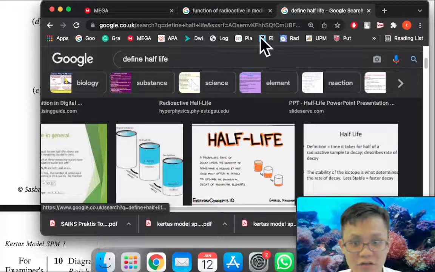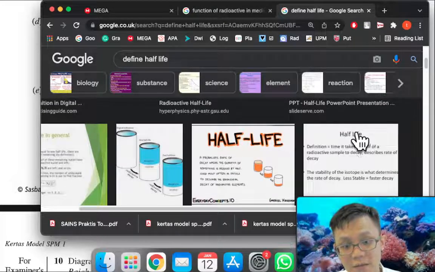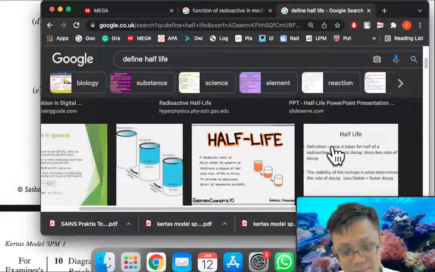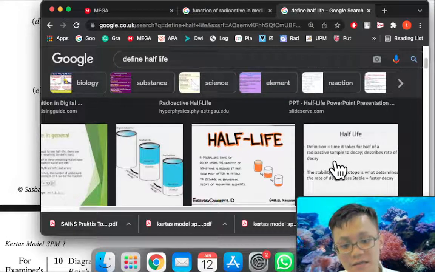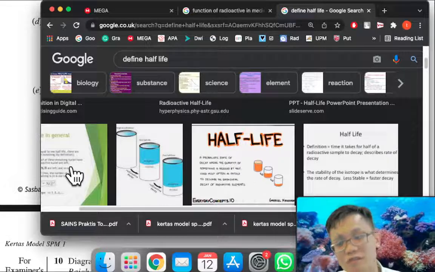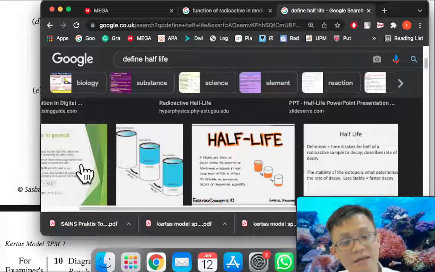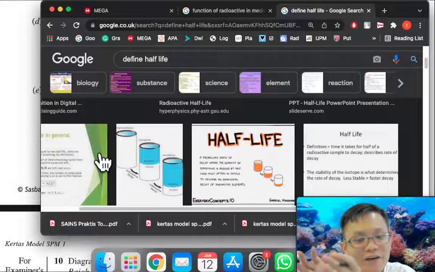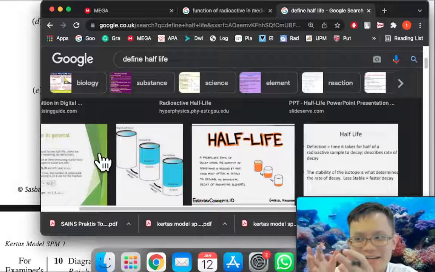Some half-lives are very short, some half-lives are very long, but it is not the same as the mass being reduced to half. Some students thought that maybe the thing becomes smaller because it becomes half.